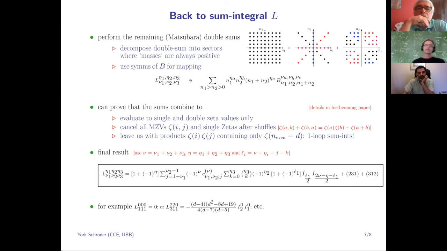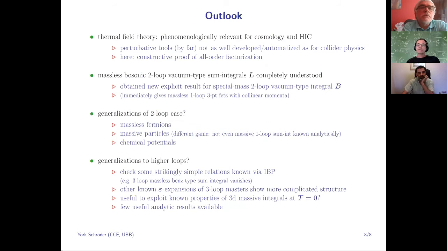The details we put in a forthcoming paper, but we can show that, by definition, double sums are multiple zeta values, right? But they all cancel, and we are left with only single zeta values, namely with products that we can rewrite in terms of these one-loop sum integrals. So in the end, one gets a closed exact formula for two-loop sum integrals in terms of a factorized sum of one-loop integrals.